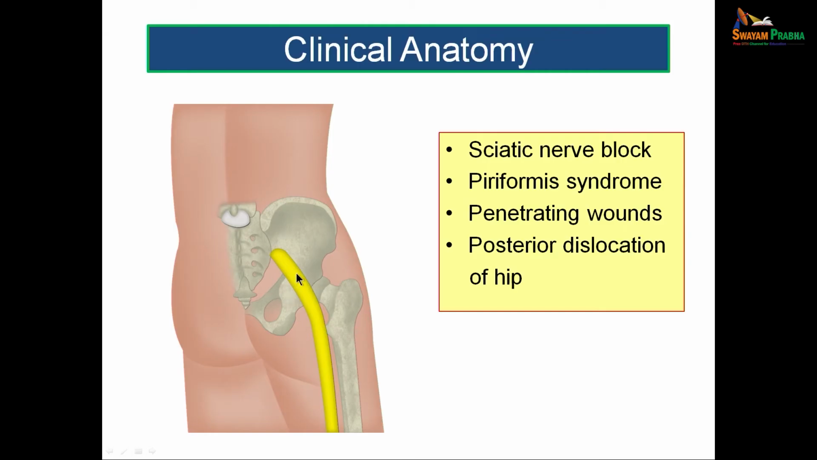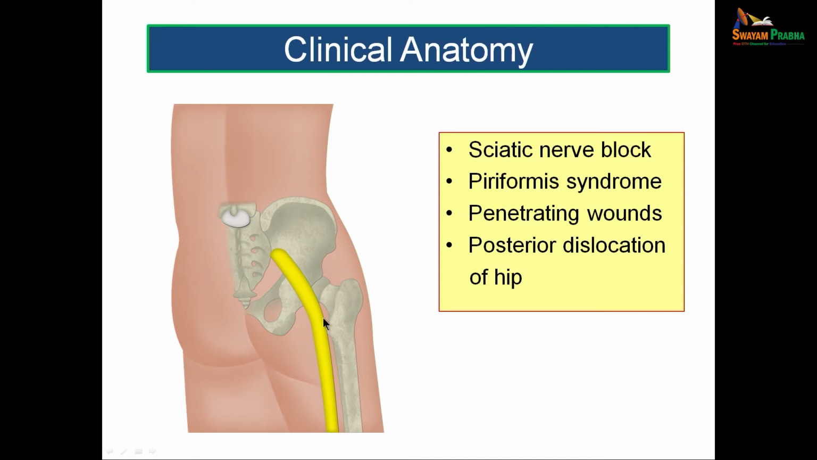buttock area. Penetrating wounds on the back can also injure the sciatic nerve, especially in the area where the sciatic nerve has a subfascial course, that is, between the gluteus maximus and the long head of biceps femoris. Between these two superficial muscles, the sciatic nerve has a subfascial course. So, any penetrating wounds in this area can easily injure the sciatic nerve.